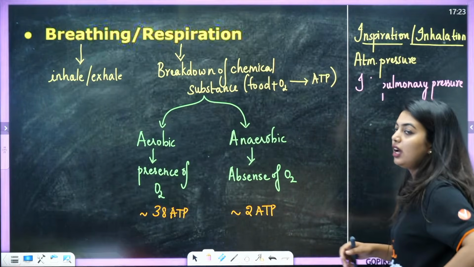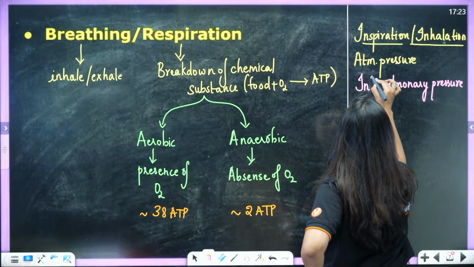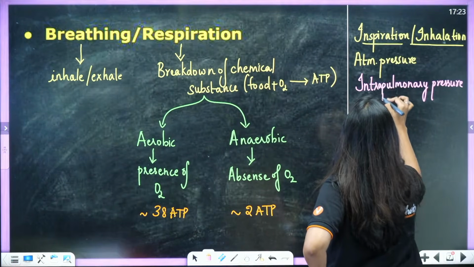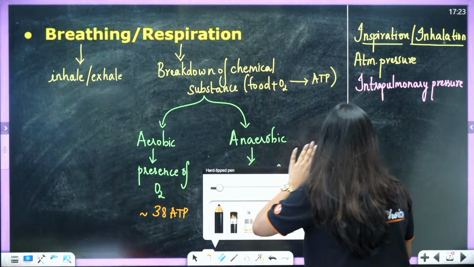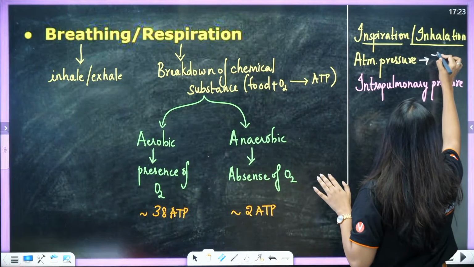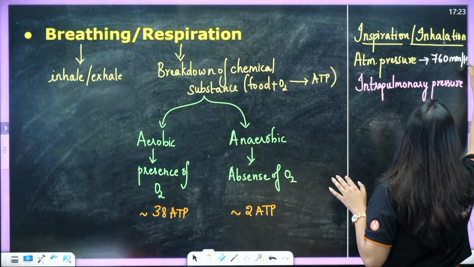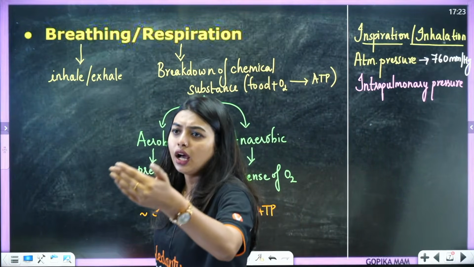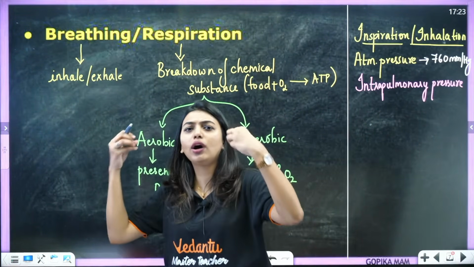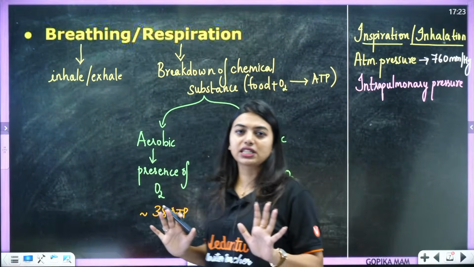Yes, I can change the intrapulmonary pressure. Very good. Okay. Now, students, atmospheric pressure is going to remain 760 mmHg, no matter if Subhashini wants to breathe, Nandini wants to breathe, Rani wants to breathe, whoever wants to breathe. Atmospheric pressure is going to be 760 mmHg.